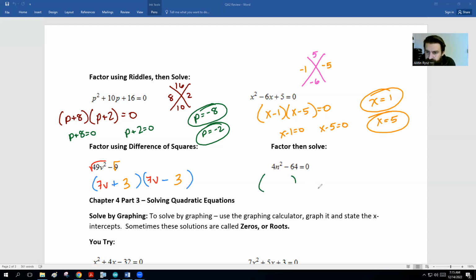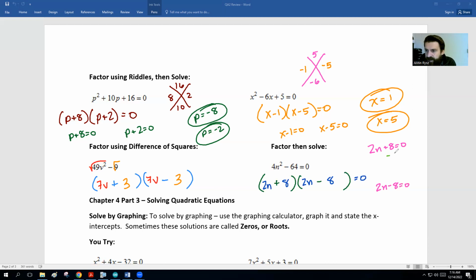Now, when it comes to solving that, we're going to do the same thing. We're going to factor it first. One's plus, one's minus. And we take the square root of the first term. We got 2n. And then the square root of the second term is 8. Well, when we solve, we set them equal to 0. So what we're going to do to each problem here, we're going to do 2n plus 8 equals 0. We'll also do 2n minus 8 equals 0. You'll see you'll get two very similar answers here.